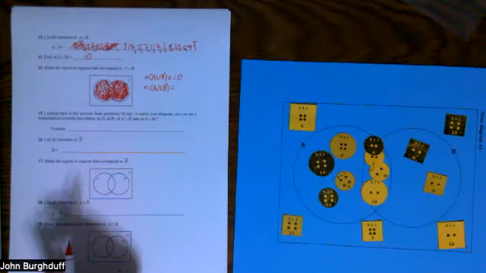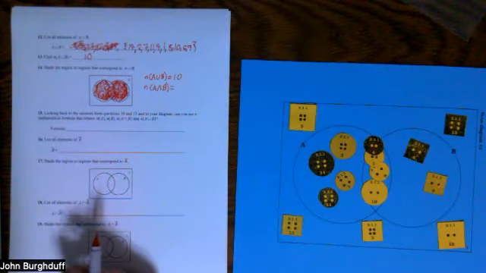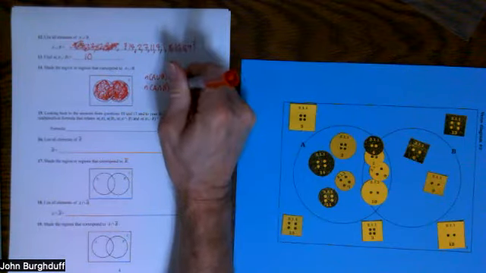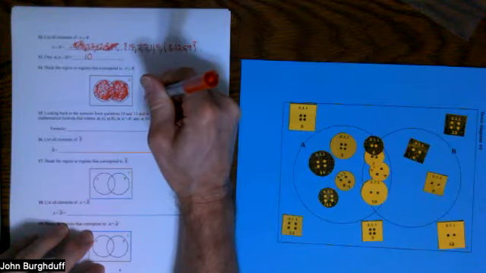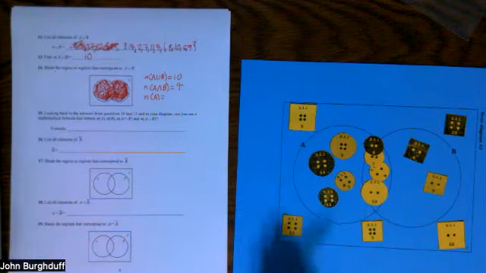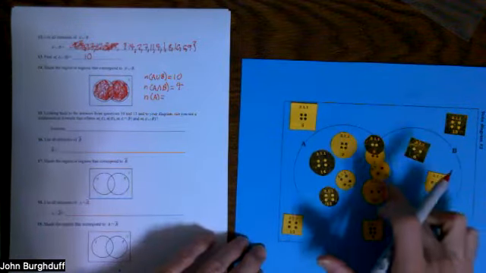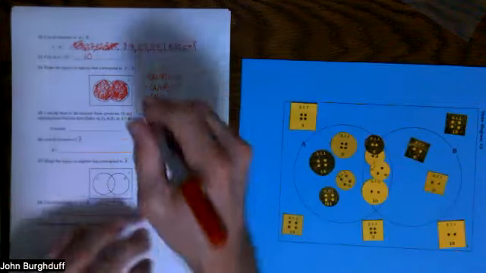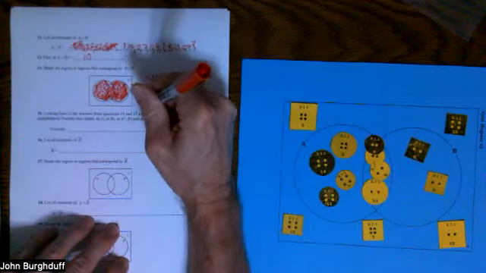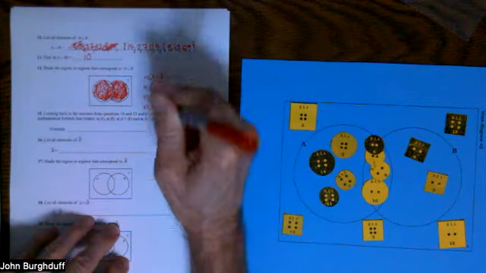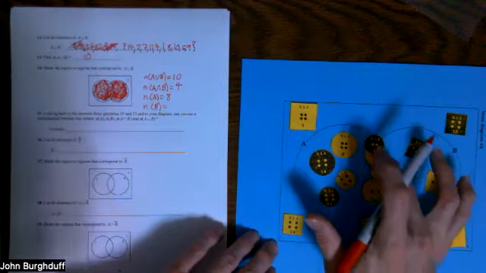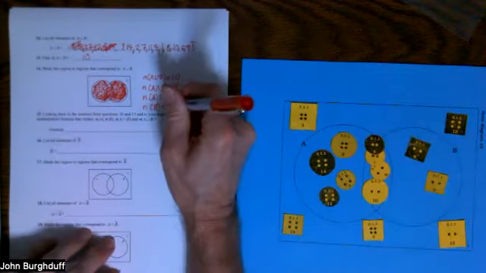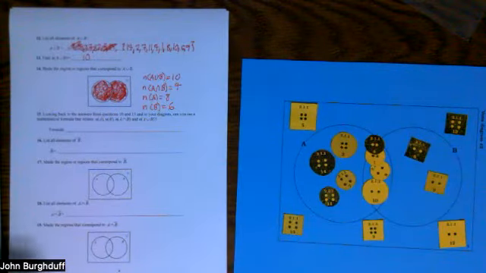N of A intersection B, on the previous page, was 4. N of A, that's the total number of buttons in A altogether. That'd be everything here in A: 1, 2, 3, 4, 5, 6, 7, 8. And N of B would be everything in B, and that's 1, 2, 3, 4, 5, 6. Do you see a relationship between these numbers?